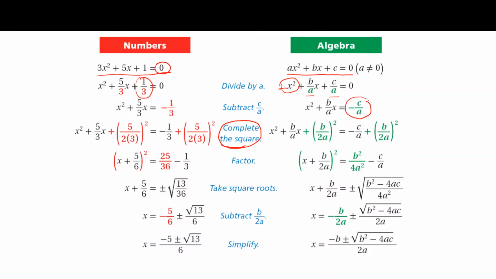Remember, we took b divided by 2 and squared that. That's going to be the same thing, and add that to both sides just like we did in completing the square the other day. And then we factor it out and take square roots and everything. And in the end, we end up with x equals this equation. And this is the quadratic formula. And I need you to memorize this equation because you're going to need to know it.